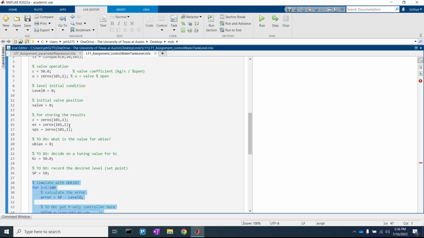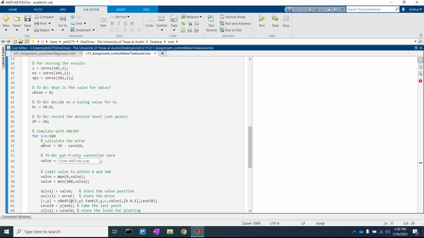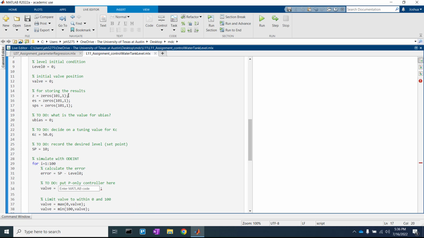Actually, so let's do this. Z, ES, and SPS. Whenever we evaluate, we need to evaluate relative to some error. So we need to first know the height at a given time, the set point at a certain time, and the error, which is the difference between the two. You can think of this as the process variable, the set point, and then the error between the two.